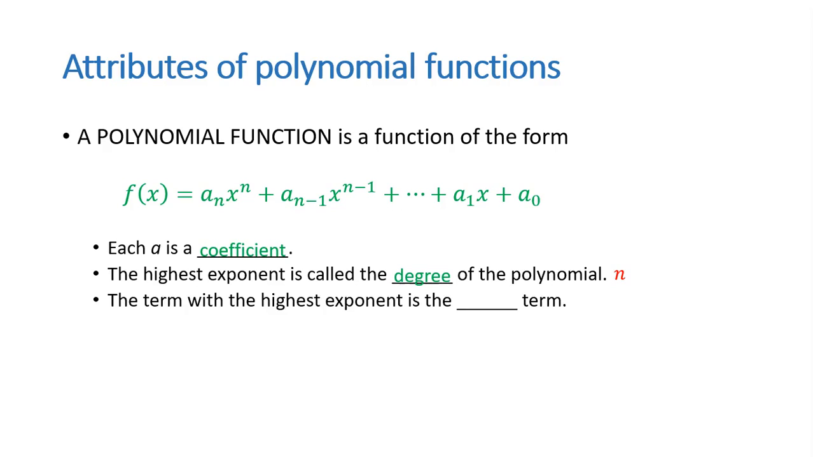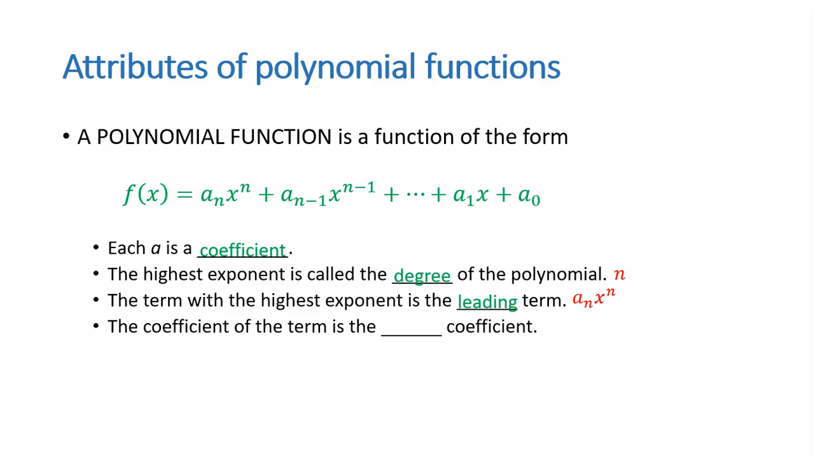The term with the highest exponent, in other words, the term that gives us the degree, is called the leading term. So in this case, the leading term is represented as a sub n times x to the n power. And then specifically, the coefficient of this term is called the leading coefficient. So this is going to be a sub n. When we write all our terms in order with our highest exponent first, the leading term with the leading coefficient is going to be the term we write first, on the far left. And most of the information we're going to get about our polynomial function is going to come from this term specifically.